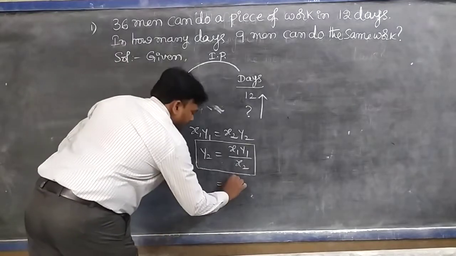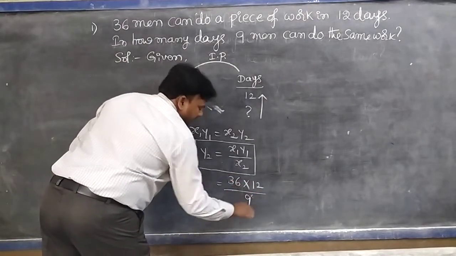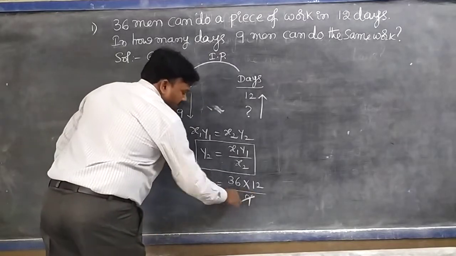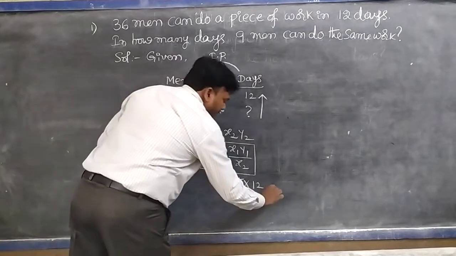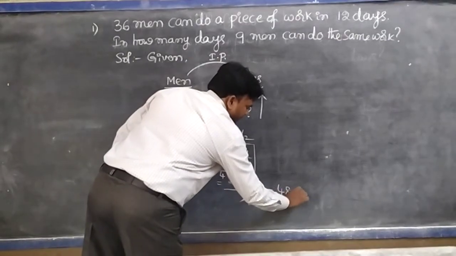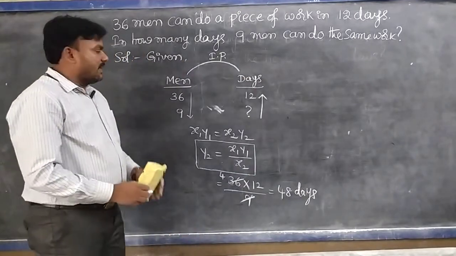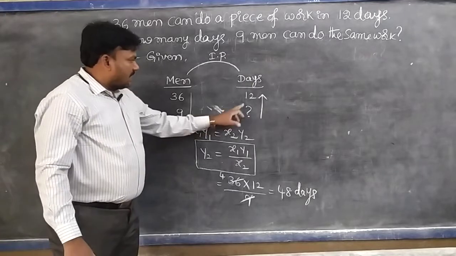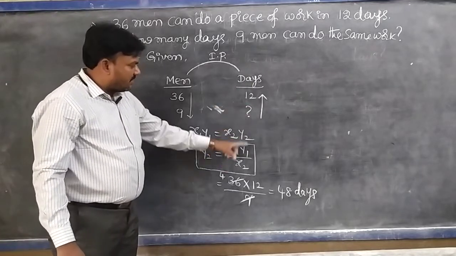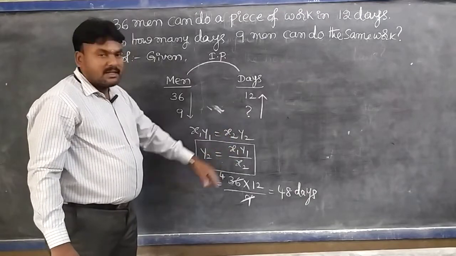x1 value: so 36 into 12 by 9. 9 ones, 9 fours. 9 fours are 36. So 12 fours are 48 days, students. So the required number of days equals 48. This is the solution, students. Here men decrease and time increases, that means days increase, students.